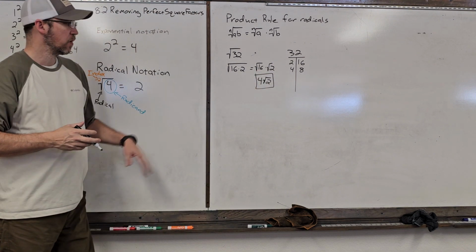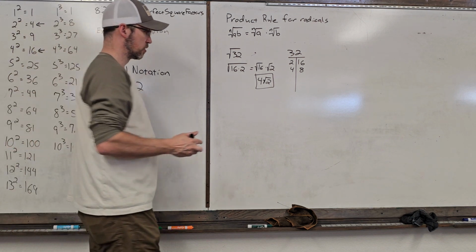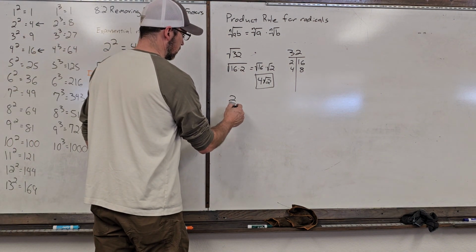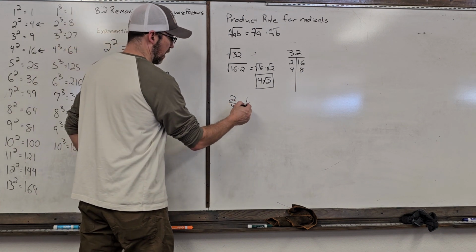All right? What we're doing here is essentially the same as whenever we dealt with rational numbers. I can't leave a fraction that looks like this. I have to reduce that. 2/4 is the same thing as 1/2.